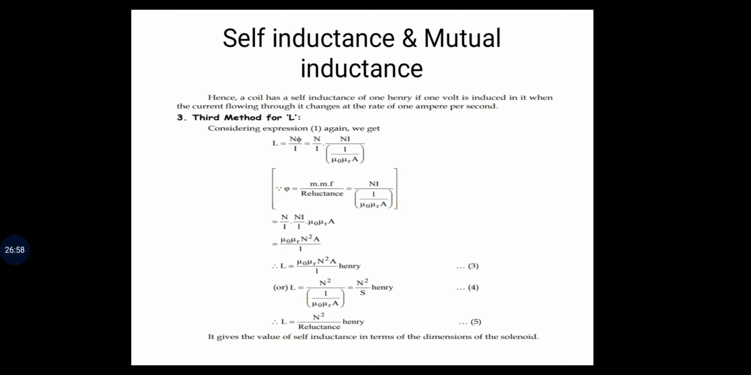A coil has a self-inductance of 1 Henry if 1 volt is induced in it when the current flowing through it changes at the rate of 1 ampere per second.